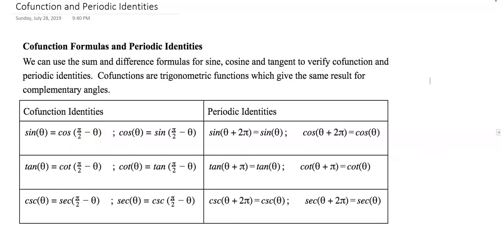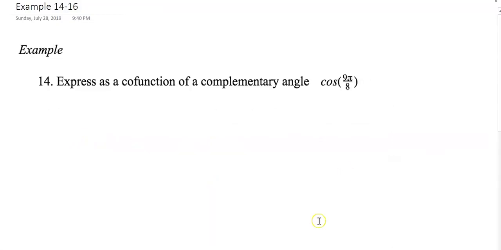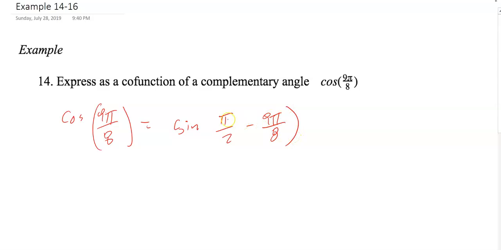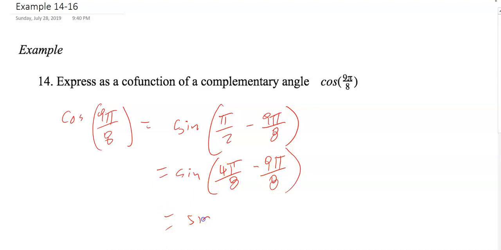All right, let's look at a quick example. Express the cofunction of a complementary angle, cosine of 9 pi over 8. So the cosine of 9 pi over 8, the complementary angle will be the sine of pi over 2 minus 9 pi over 8. That would be the sine of 4 pi over 8 minus 9 pi over 8, which equals the sine of negative 5 pi over 8, and we're done.